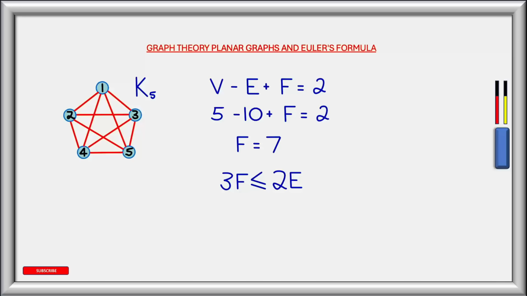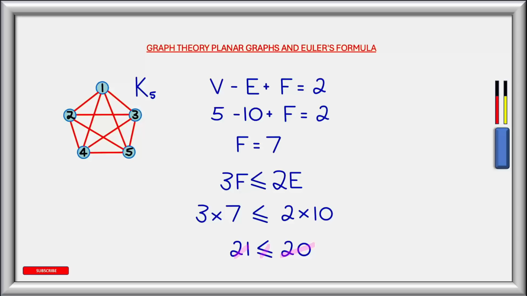Now let's check our boundary rule. We know that every face needs at least 3 edges to be enclosed, but every edge can only serve as a boundary twice. This gives us our limit, where 3 times the number of faces must be less than or equal to twice the number of edges. And so plugging in the numbers for this K5 graph, we have 3 multiplied by the number of faces it needs, so that's 7, must be less than or equal to 2 multiplied by the number of edges, which is 10. And this gives 21 must be less than or equal to 20.